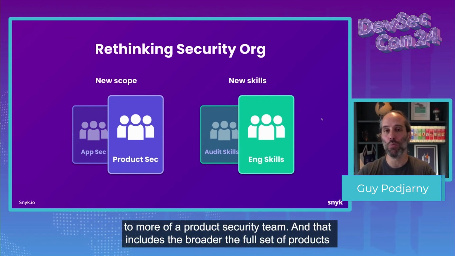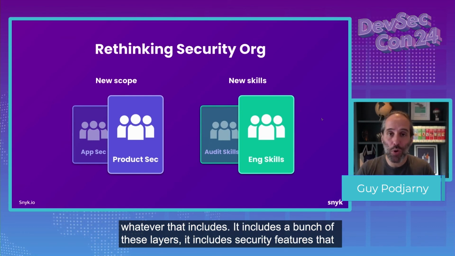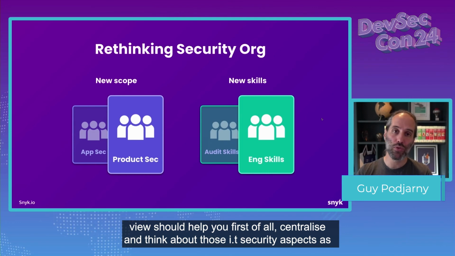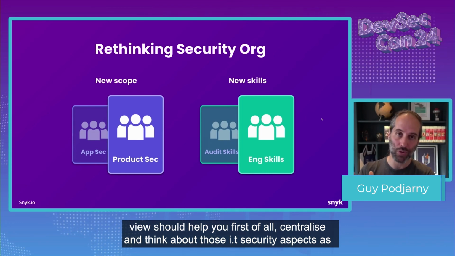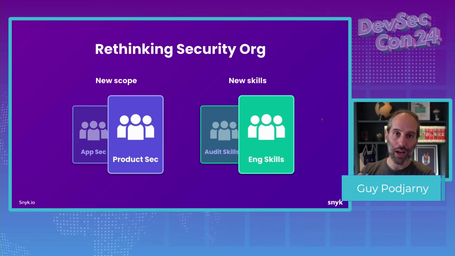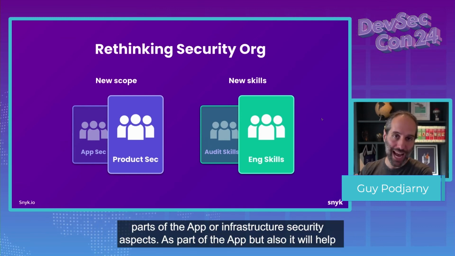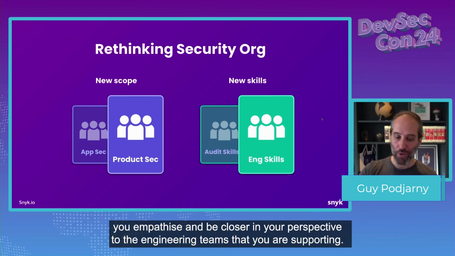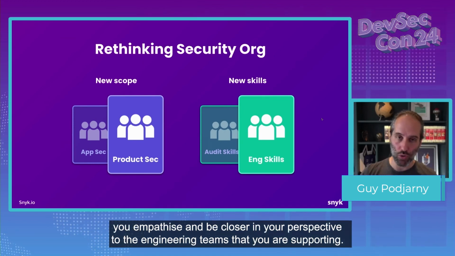And that includes the full set of products, whatever that includes. It includes a bunch of these layers. It includes security features. That view should help you, first of all, centralize and think about those IT security aspects as parts of the app, or infrastructure security aspects as part of the app, but also it would help you empathize and be closer in your perspective to the engineering teams that you are supporting.